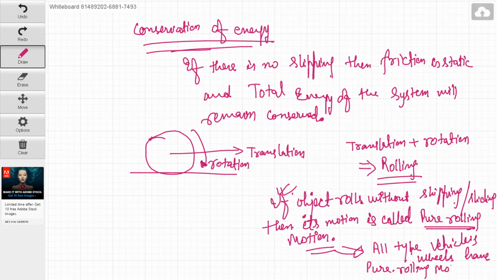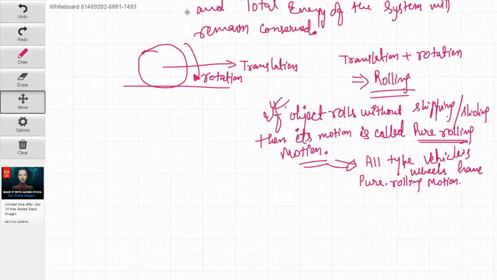Generally they have pure rolling motion, except in some other cases, like when they suddenly apply the brake, or the tire of the vehicle gets stuck inside mud. In that situation there is a slipping, but in general when it travels on the road, there is no slipping of the tire on the road. That is an example of static friction. I have told you in static friction as well. Is this okay, student?